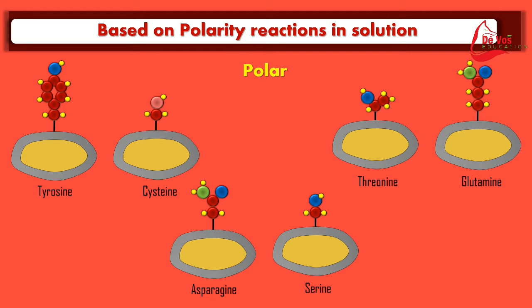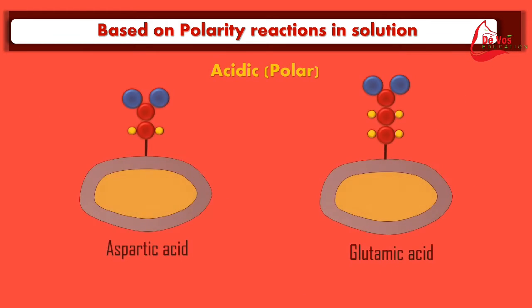Polar amino acids are those with side chains that prefer to reside in a watery environment. For this reason, one generally finds these amino acids exposed on the surface of a protein. They are also known as hydrophilic.